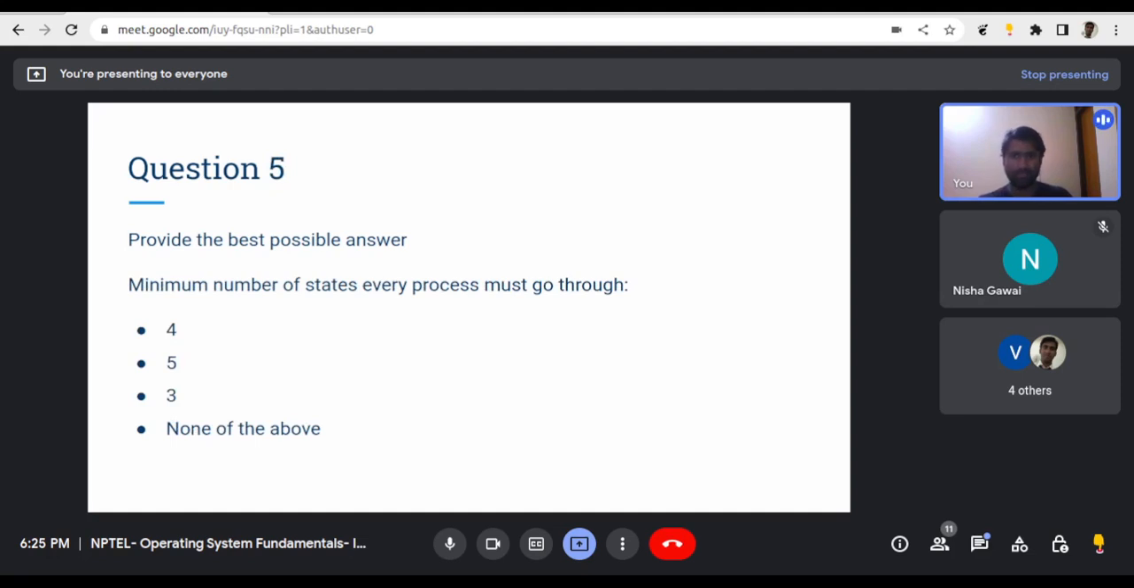Can you tell the minimum number of states that every process must go through? With reference to the state transition diagram again, we discussed 4 states. There is another state, the terminate state, right? Once the process is done with the execution, it moves on to the terminate state.